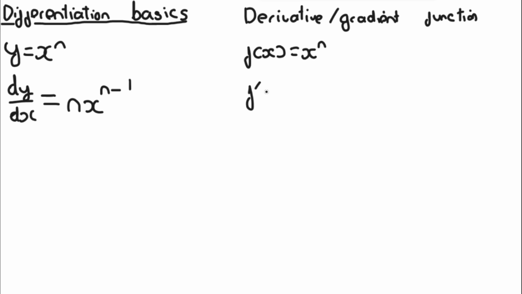Instead, we call it f dash of x is equal to the exact same thing, n x to the n minus 1. These are the exact same thing, there's no difference between them, it's just a slightly different way of writing it, so recognize them both.